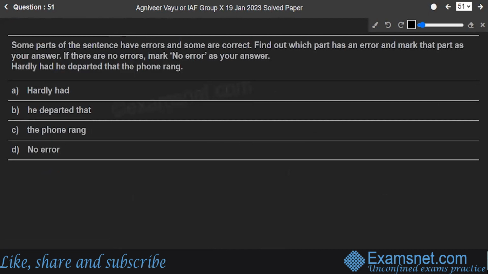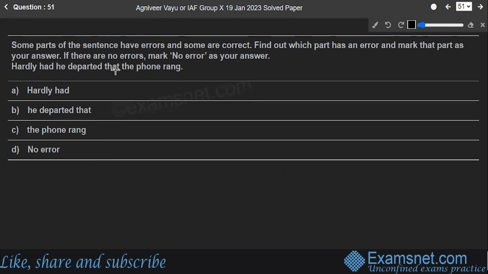Next, we are starting with the English questions now. Question number 51. Some parts of the sentence have errors and some are correct. Find out the part that has an error and mark that part as your answer. If there are no errors, then you can simply mark no error as your answer. So now let's read it. Hardly had he departed that the phone rang, or it contains no error.